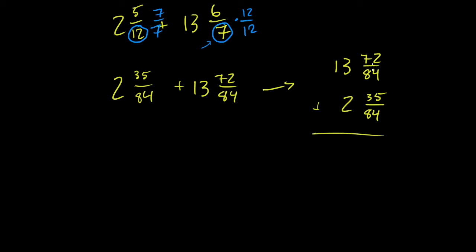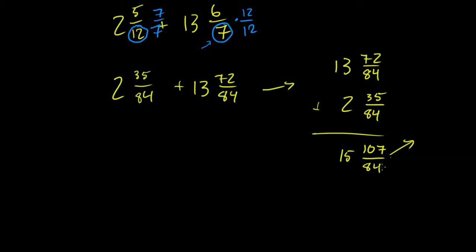Well, let's see. 72 plus 35, well, I know 72 plus 30 would be 102. Plus 5 is 107. And that's 107/84. And 13 plus 2 is 15. Now to simplify the fraction, again, I have to convert 107/84 back into a proper fraction.